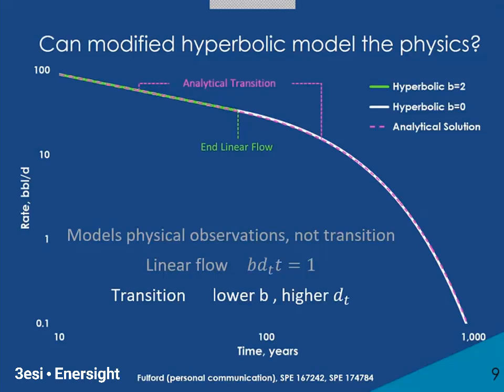And so for those things happening, for the transition period where the analytical solution has a lower value of B, it must have a higher value of decline parameter. And that's why you can use a modified hyperbolic equation to model unconventional production.